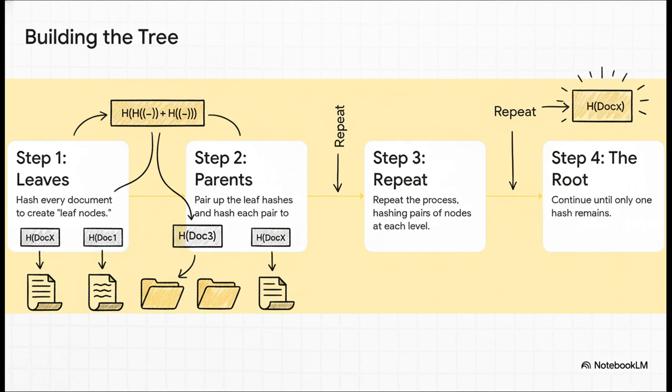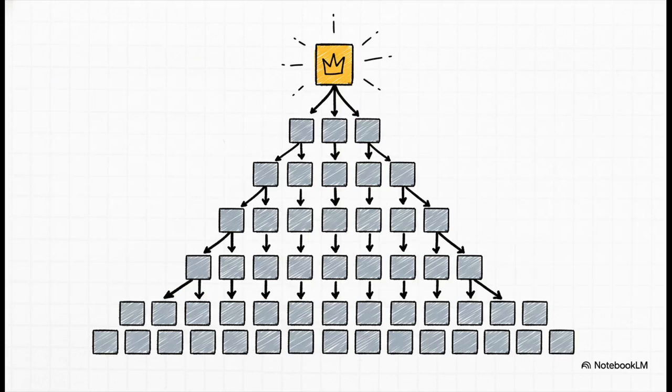And step 3 is, well, you just keep doing that. You take your new layer of parent hashes, pair them up, hash those pairs, and just keep building the tree level by level. And you keep going, hashing and pairing all the way up until you're left with just one single hash at the very top. This is it. This is the champion, our master fingerprint. And it has a name, the Merkle Root. This one single hash now cryptographically represents every single document we started with.